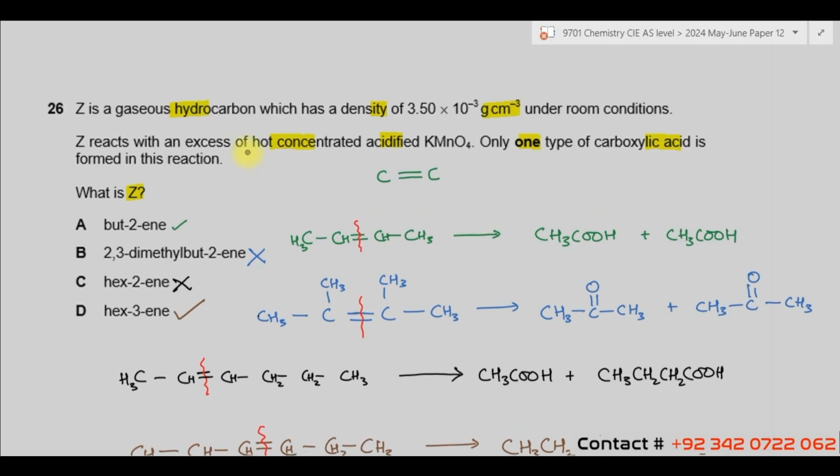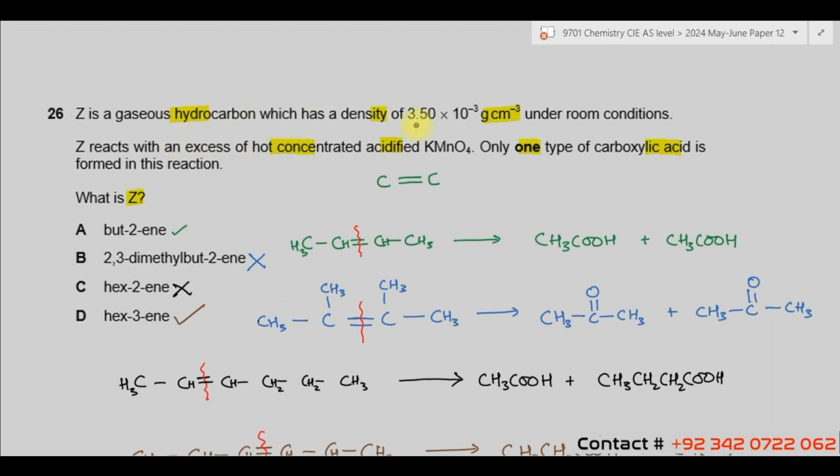Let's see what else is given. So it says that it has a density of 3.50 × 10^-3 under room conditions. Okay. So density is given in grams per centimeter cube. We can do the ratio. So this much grams for 1 centimeter cube. So we can write 3.50 × 10^-3 grams for 1 centimeter cube.